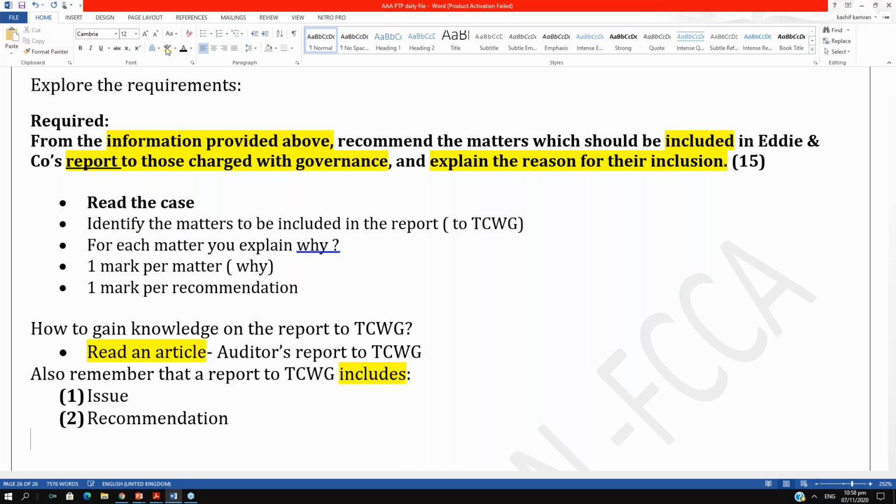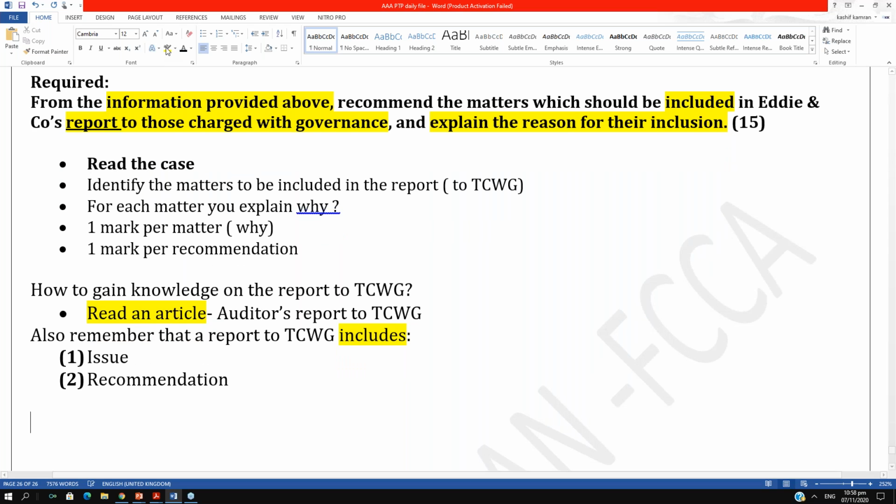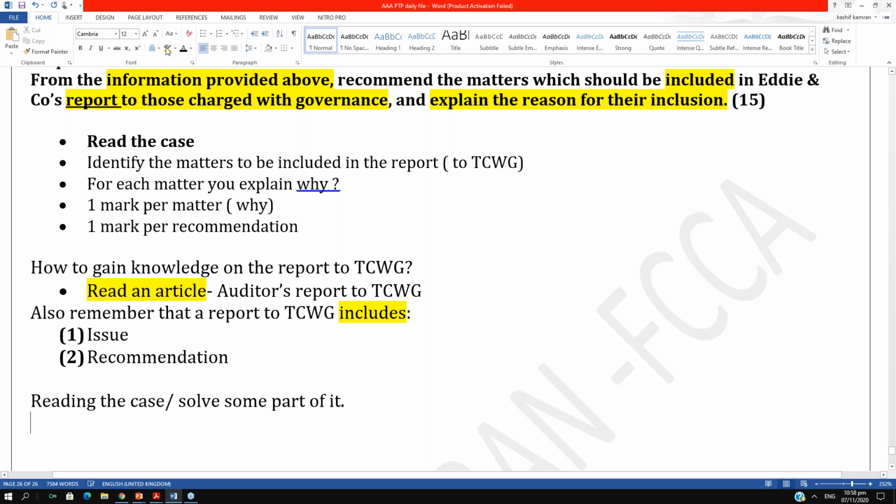Okay. Let's read the case, right? Let's do the reading of the case and solve some part of it. Is everyone clear with the requirement? Are you understanding the requirement for 15 marks? And will you be reading the article recommended to you on the auditor's report to those charged with governance? Please, this is an important topic. This has only come once, so you can expect it coming a second time in your exams, most likely.